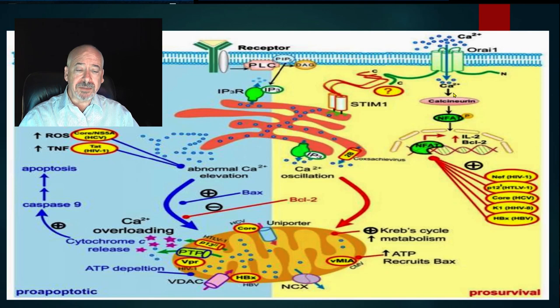influx into a cell. It also has to do with that balancing act of the oscillation of calcium from the endoplasmic reticulum, which is where protein is made, so think of that as the origami shop, if you will, and the energy shop, the mitochondria, which takes that calcium and changes up or down the amount of ATP being made.